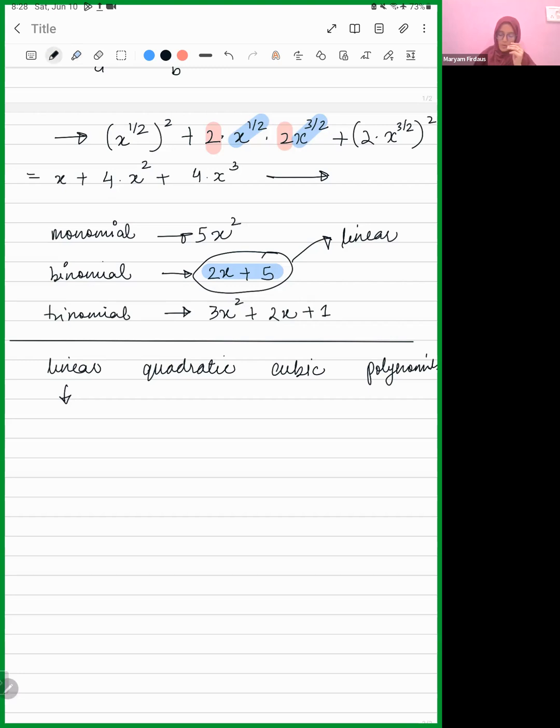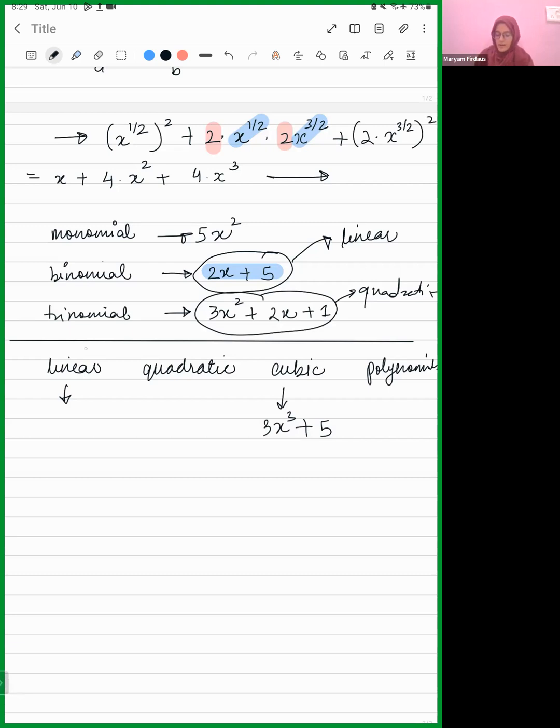Okay. Next, quadratic. Can you give an example of a quadratic polynomial? Ma'am, 3x square plus 2x plus 1. Very good, so this one is quadratic. Can you give me an example of a cubic polynomial? Let's just say 3x cube plus 5. Yes, ma'am. This is also a cubic polynomial.